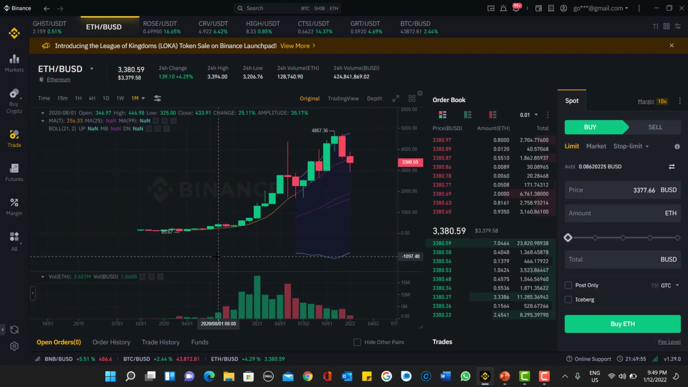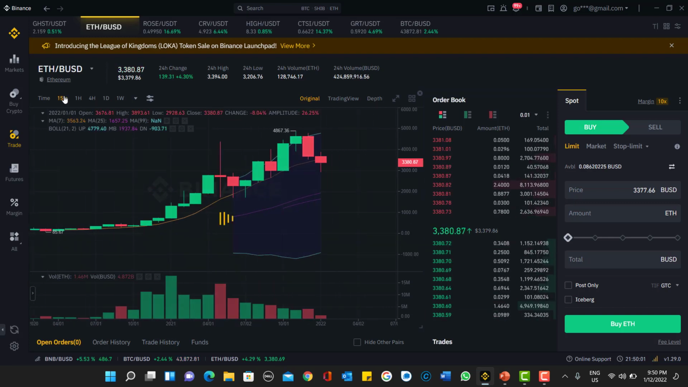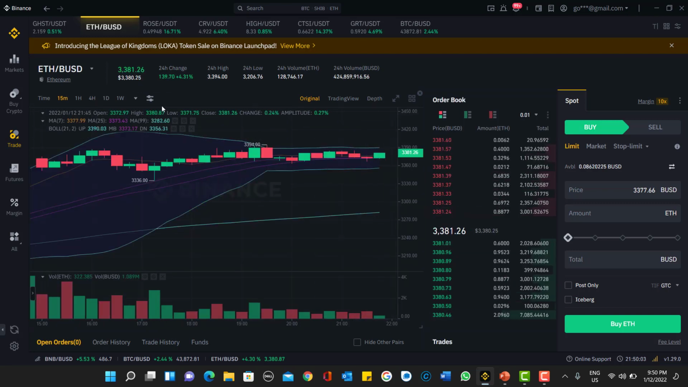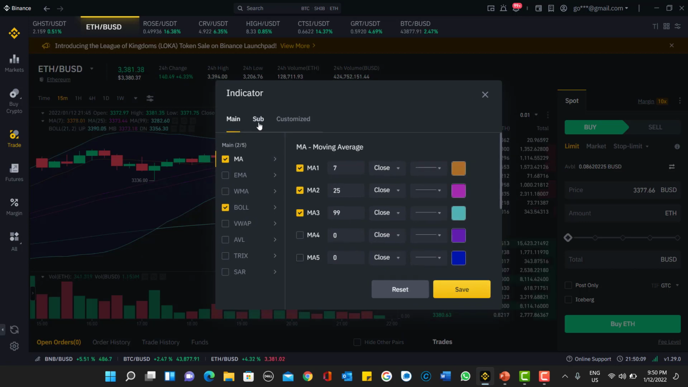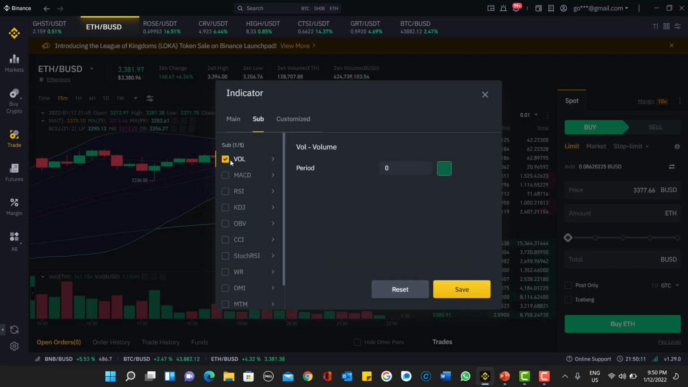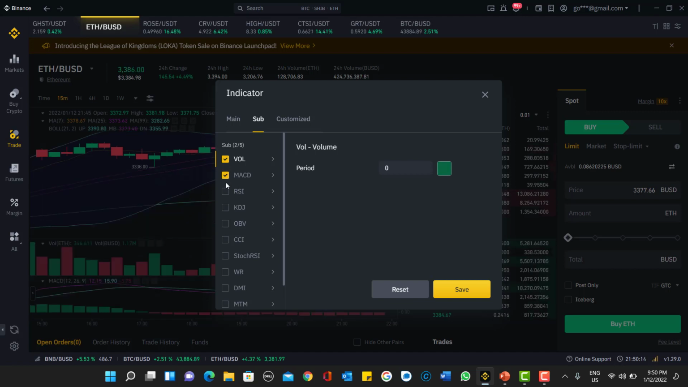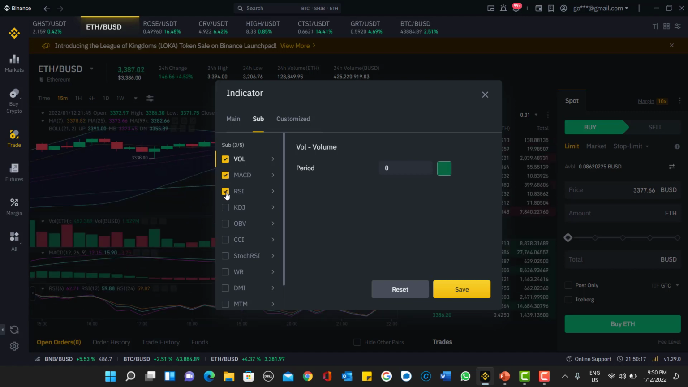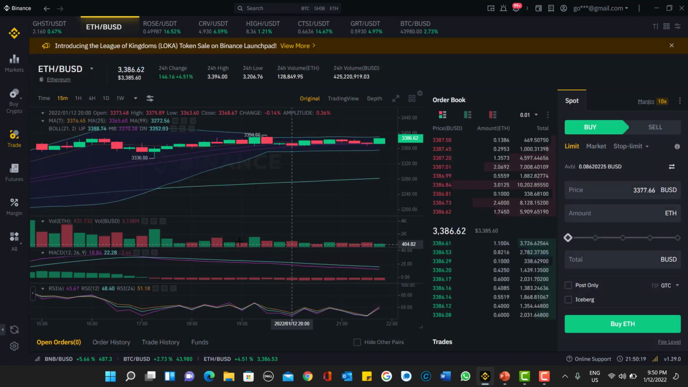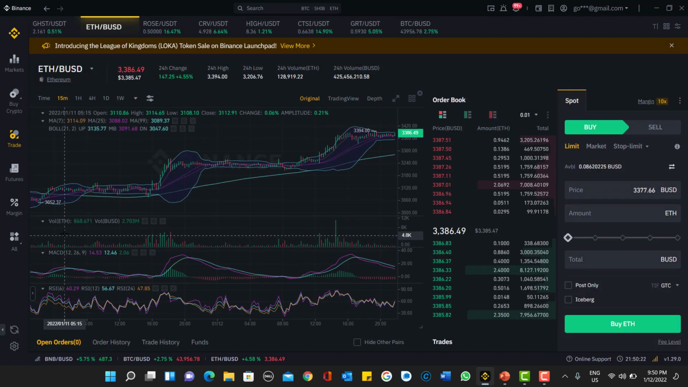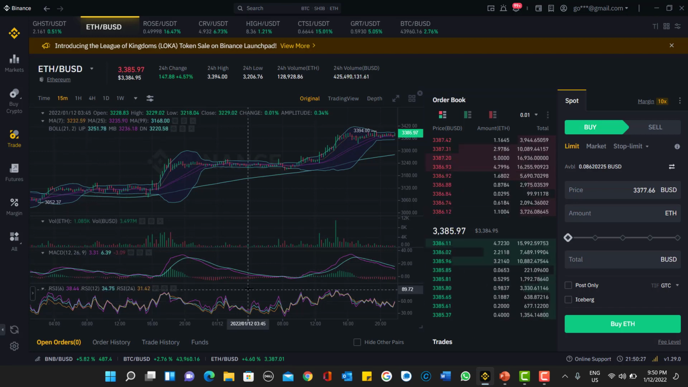So to bring out your technical indicators, all you have to do is click on this sign over here, technical indicators, then go to the sub column. You have your volume, you have your MACD, and you have your relative strength index. Click on save. There you have it. You can see right here you have the volume, the MACD, and the relative strength index. Now this is how you bring up these things on Binance.